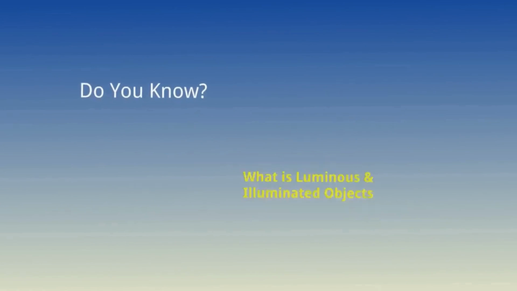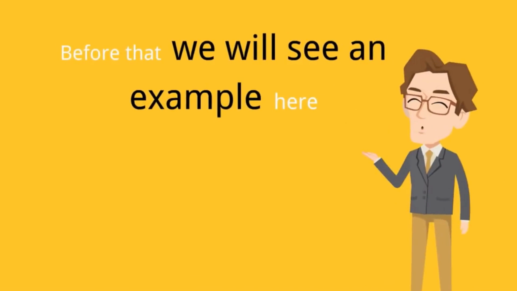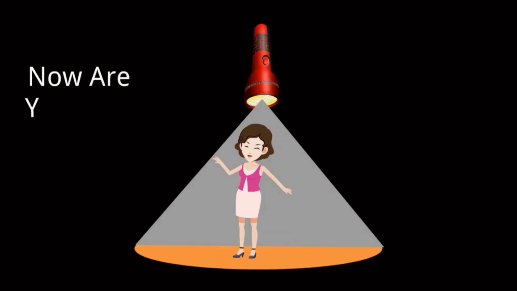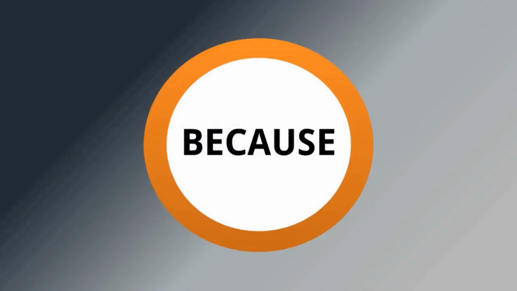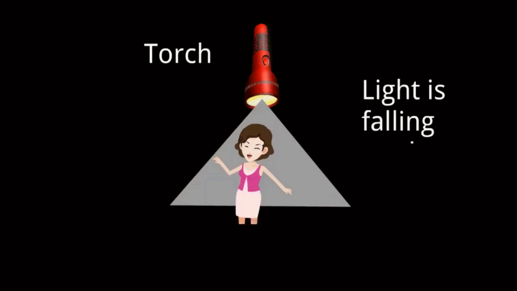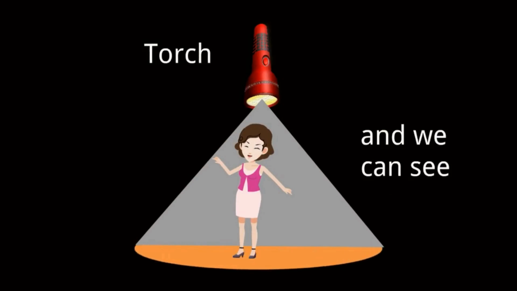Do you know what is a luminous and illuminated object? Before that, we will see an example here. Now, this is a very dark space. Are you able to see anything here? No. Now are you able to see anything? Yes, because there is a torch light and light from the torch is falling on a girl and we are able to see the girl.